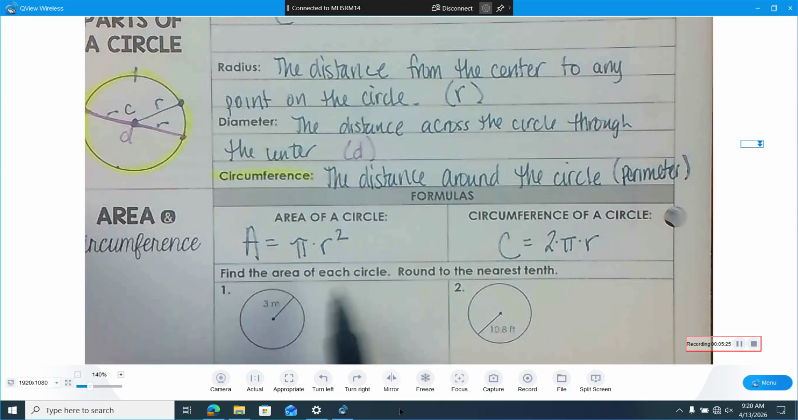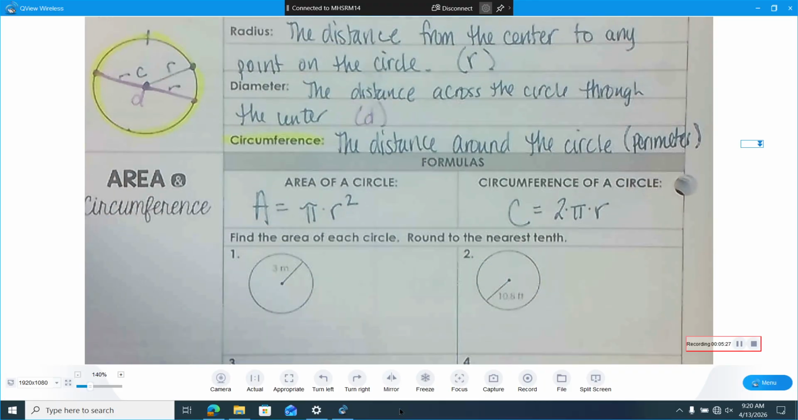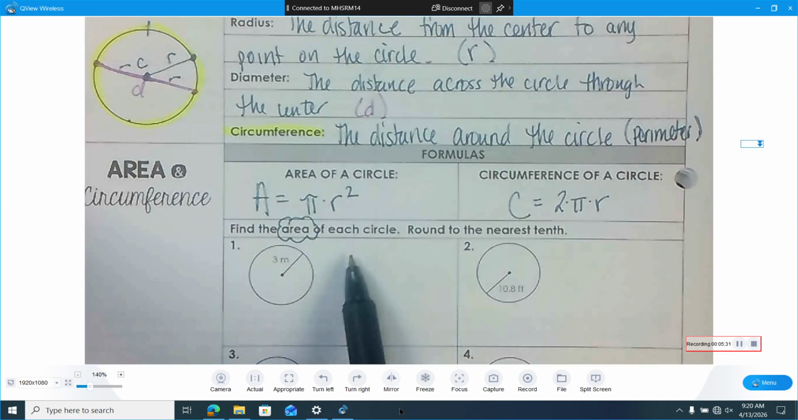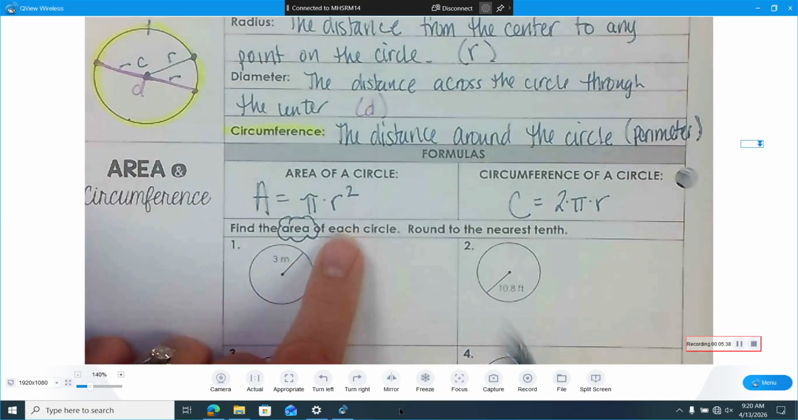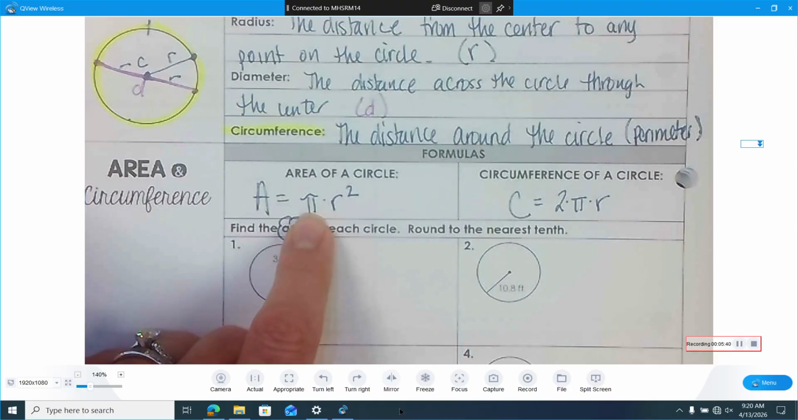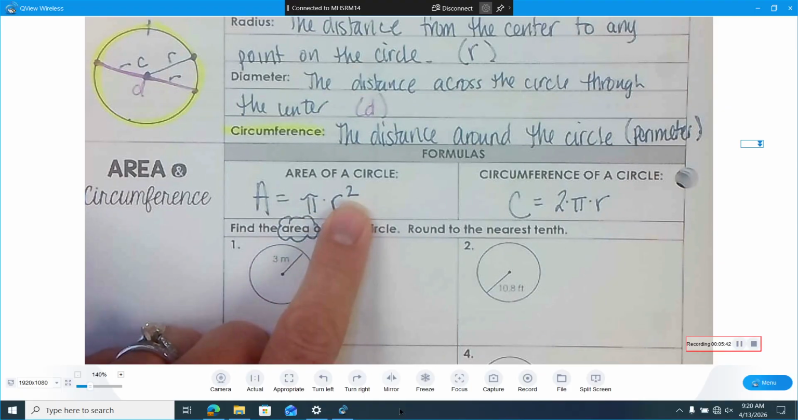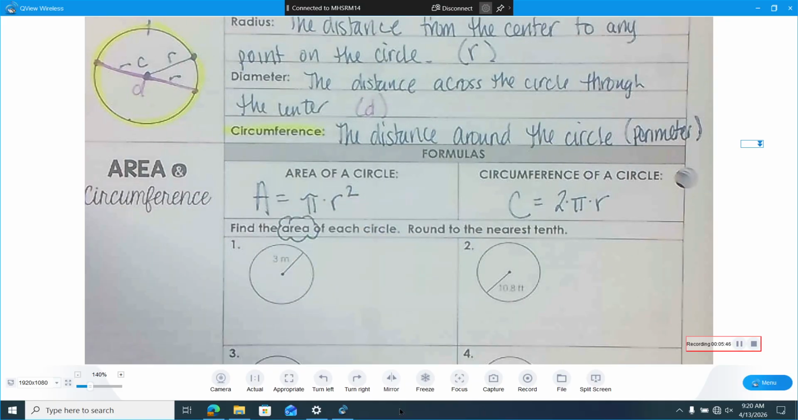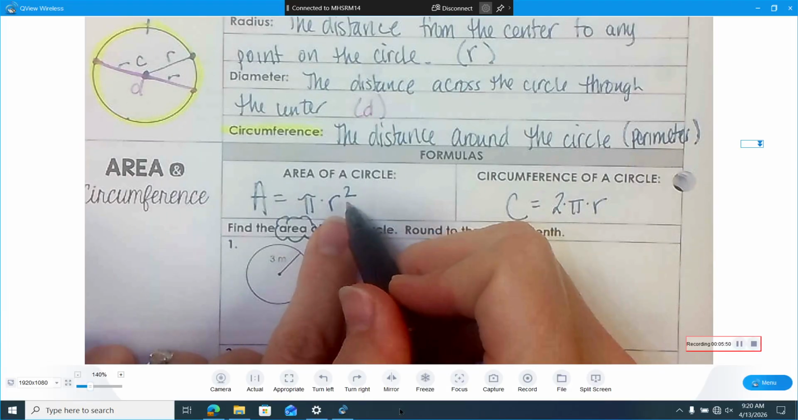So we want to find the area of each circle, round to the nearest tenth. So this is finding area. Again, this is a formula you're going to need to memorize. I want to show you one thing. Look at this formula, pi r squared. We're talking about area, and remember, area is how many squares cover, so that's why it's squared.